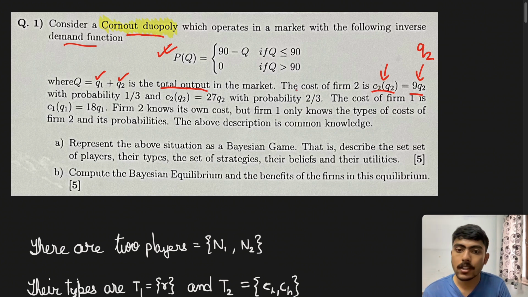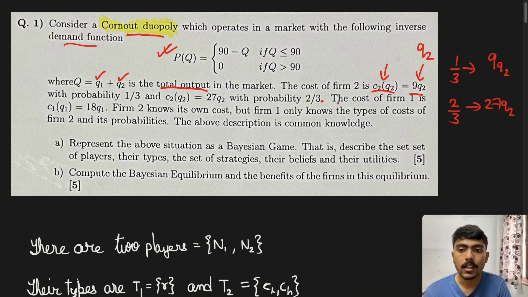So again we will read: the cost of firm 2, C2 of Q2, is equal to 9 Q2 with probability 1 by 3, and C2 of Q2 equals 27 Q2 with probability 2 by 3. So we are given two statements here: for 1 by 3 of the time the cost of production by company C2 is 9 Q2, while 2/3 of the time it's 27 Q2. Okay, so we have reached here.